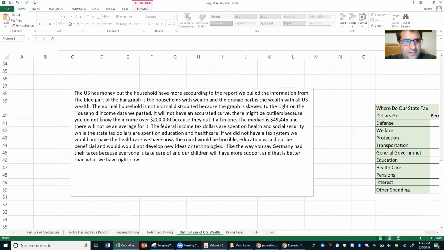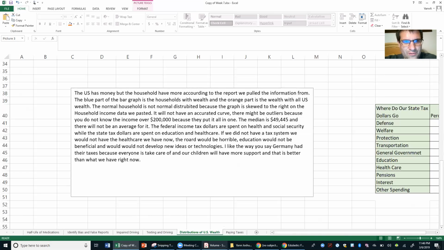The U.S. has money, but the households have more, according to the report we pulled the information from. The blue part of the bar graph is the households with wealth, and the orange part is the wealth with all the U.S. wealth.